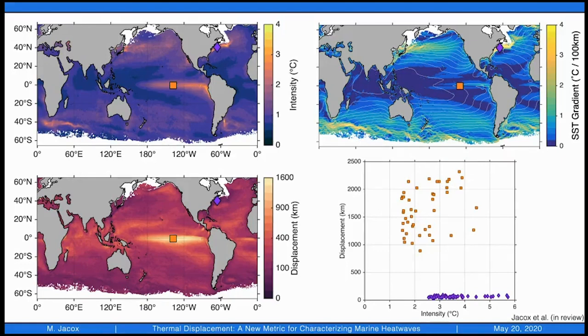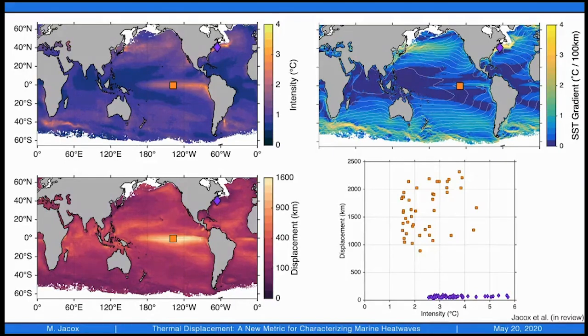And in fact, the gradient is also the reason why the intensity is so high in that region. When you have that really strong SST gradient in that current, if you get a little bit of a spatial shift, then you generate huge SST anomalies.